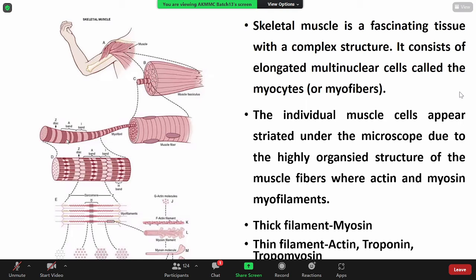Here you can see these are the alternate light and dark bands. In each myofibril, we will see these alternate light and dark bands. These bands give the muscle its striation. Okay, striated.